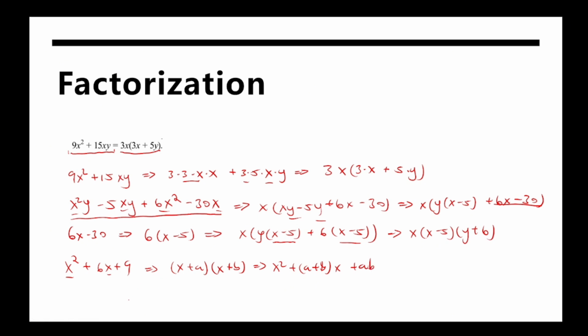So when we're factorizing quadratic expressions, we'll try to think of an a and b that satisfy this situation. In this case, a plus b equals 6, a times b equals 9. We can know that a equals 3 and b equals 3 as one of the solutions. Thus, x squared plus 6x plus 9 equals x plus 3 times x plus 3, which equals x plus 3 squared.